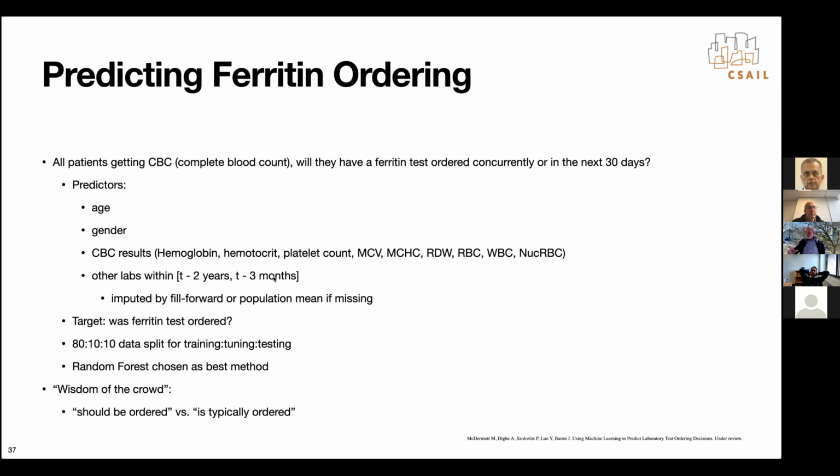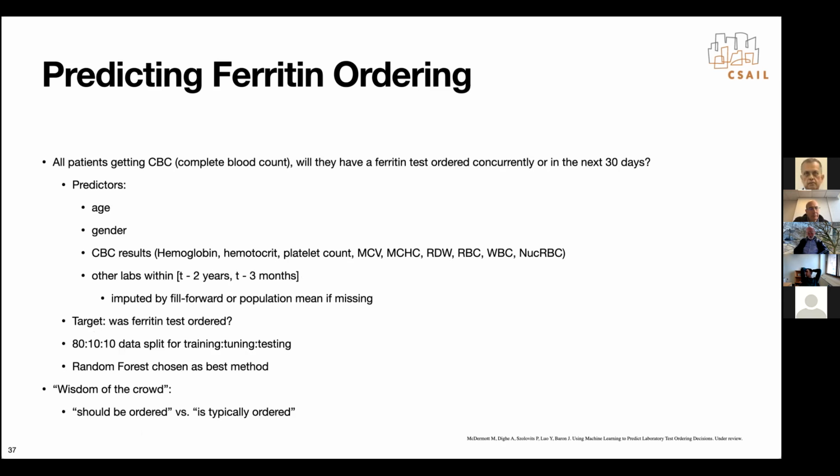So we have sort of a washout period to try to make sure that we're not predicting something that is already true. And the target was ferritin test ordered. We have an 80-10-10 split. We're using random forest as the best method. And this is a kind of wisdom of the crowd approach.